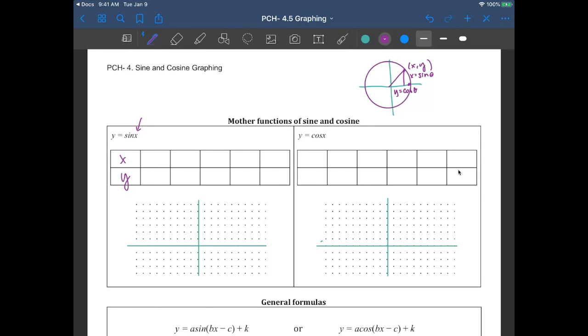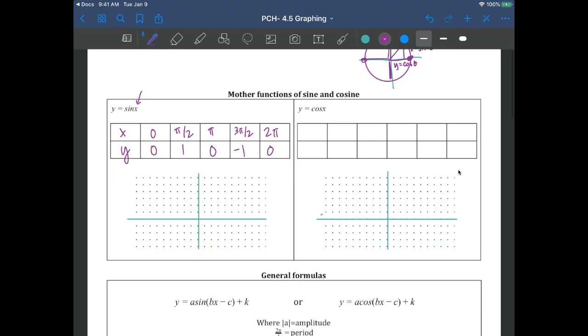So when the angle is 0 radians, I am at 0 height off the x-axis. At pi over 2 radians, my height is 1. At pi radians, my height is 0. And at 3 pi over 2, my height is -1. And then when I move back to 2 pi, my height is back to 0. So I'm going to go ahead and graph that.